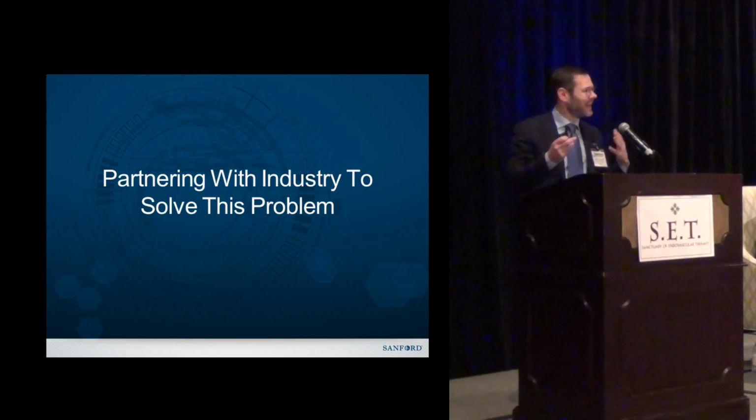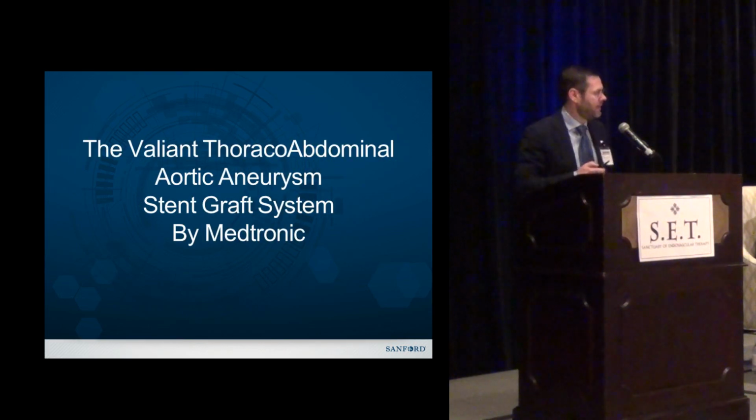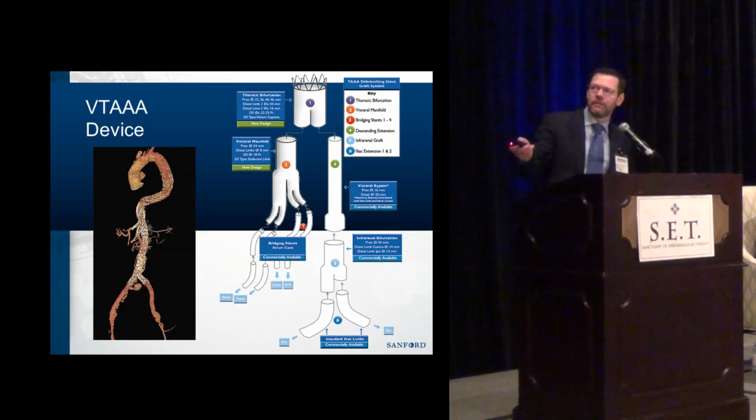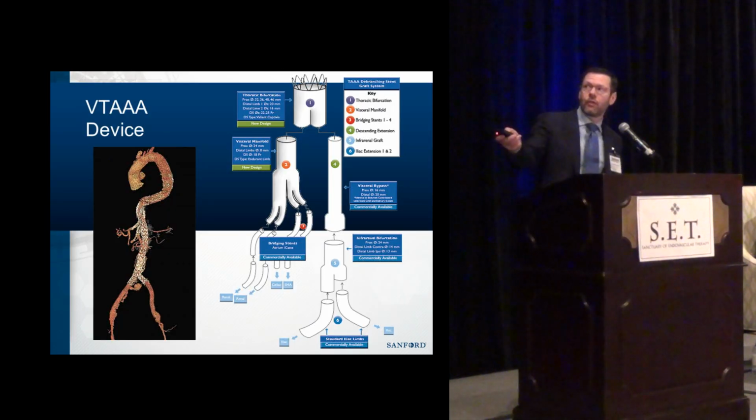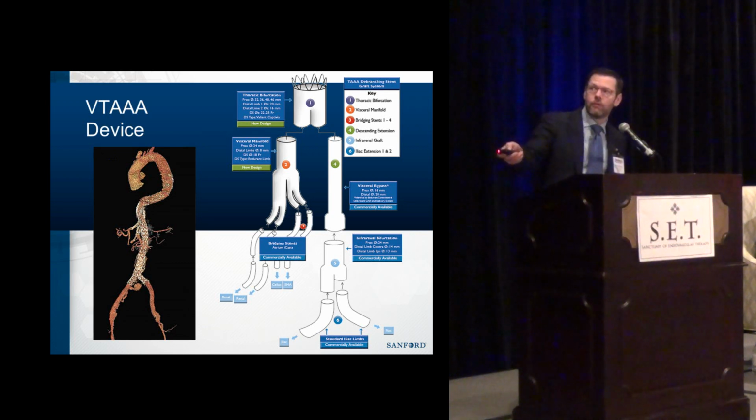So how do you bring an idea like this to reality? Well, first you've got to partner with industry. You're not going to do this on your own. So we've licensed our IP to Medtronic, and we call this now the Valiant Thoracoab stent graft system. And for case planning, it's a modular system. When you go to case planning, you want to know what the thoracic aorta is. That's about all you really need, because after that, it's graft-to-graft interaction.